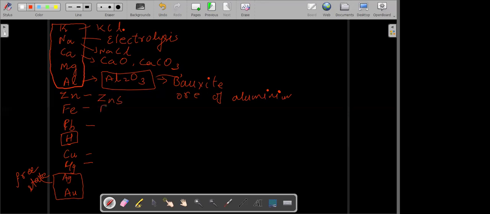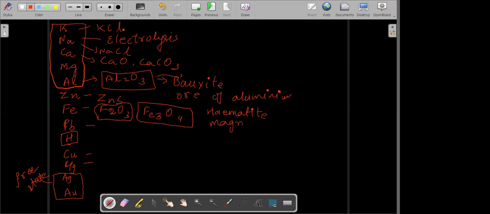Iron occurs in the form Fe2O3 or Fe3O4. So Fe2O3, the ore which contains Fe2O3, is called hematite. And the ore which contains Fe3O4 is called magnetite. So these are the two ores of iron which we call hematite and magnetite.